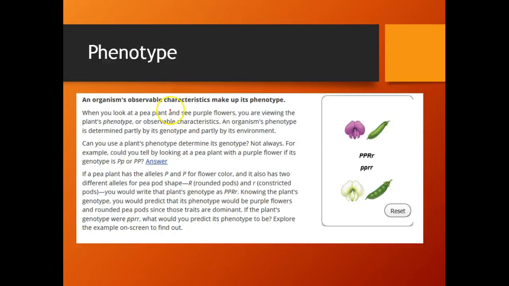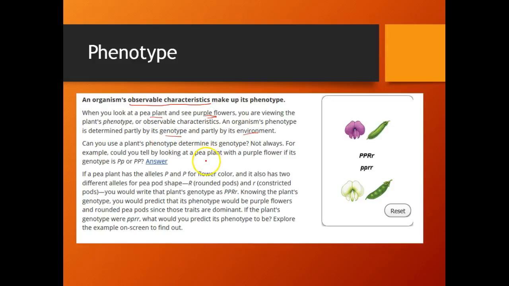So again, to define it, phenotype is an organism's observable characteristics, what you can physically see. When you see a pea plant with purple flowers, you are seeing the phenotype. You're not seeing the genotype. An organism's phenotype is determined partly by its genotype and partly by its environment.